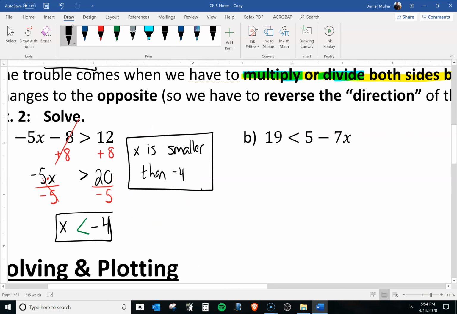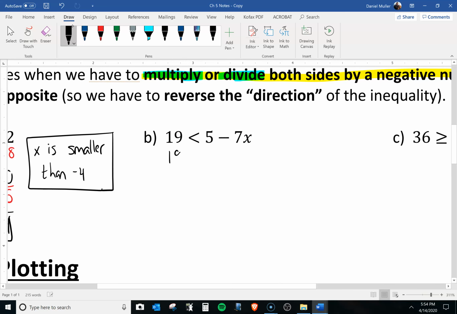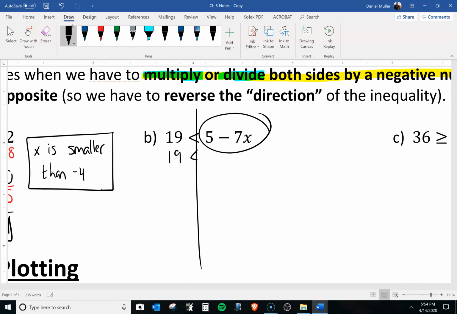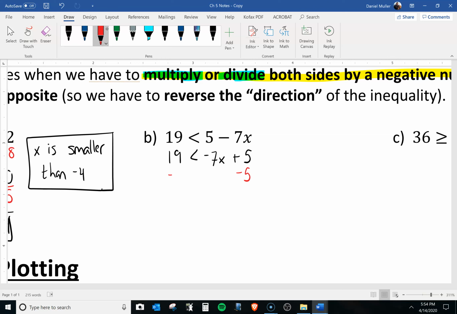All right, so 2 more to go. I'm going to start this one by saying, and I've done this all along, whenever there's some side, I like to write the x first. So I'm going to write that negative 7x first, and then I'm going to have that positive 5. And you don't have to do that, but that's helpful for me because I see it's a positive 5, and I'm going to see that I'm going to subtract it. So I'm going to subtract this positive 5 here, and positive 5 and negative 5 will cancel. So I've got 19 minus 5, which is 14. I got that symbol, and I got a negative 7x.